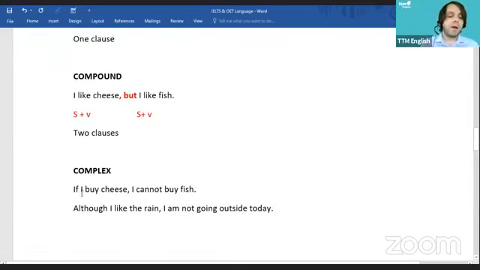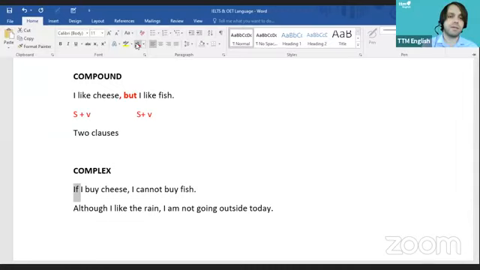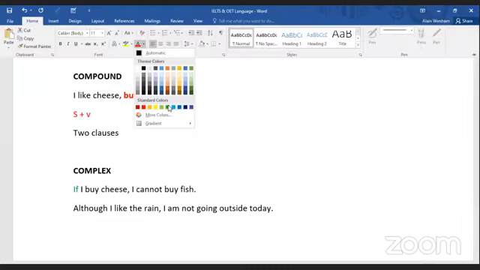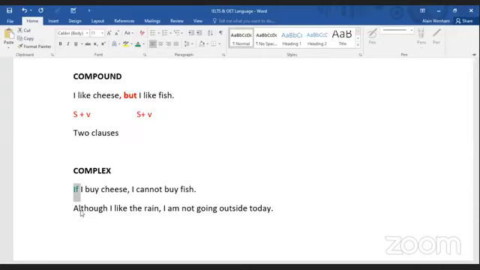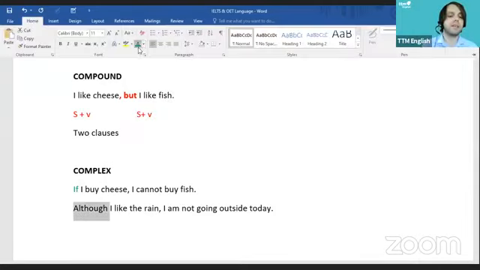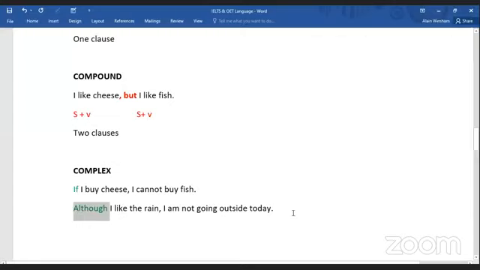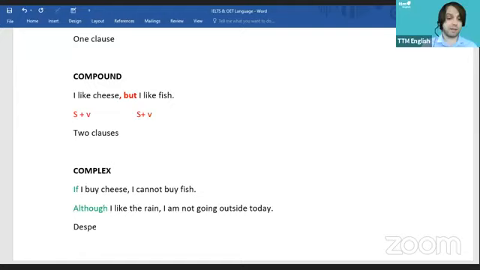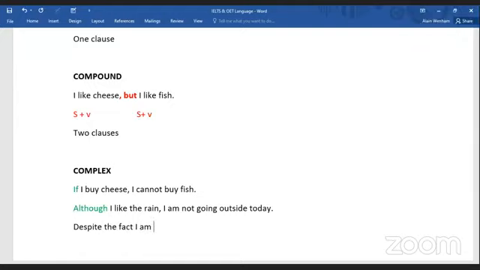Now, I want to draw your attention, guys, to this word here, if. You must know other types of sentences like this. If, although, what else is similar to this type of sentence? Despite the fact, in spite of. But not "despite of", just "despite". Despite the fact, perfect. I am hungry, even though I will not eat, yeah?